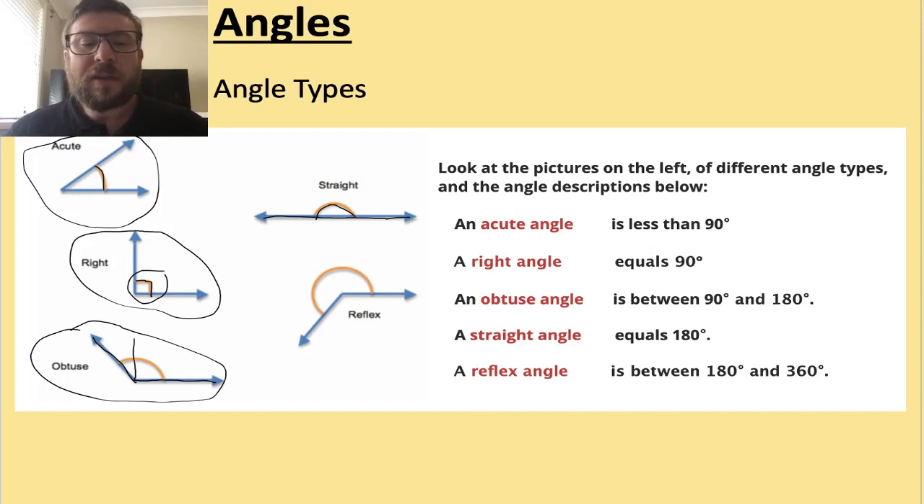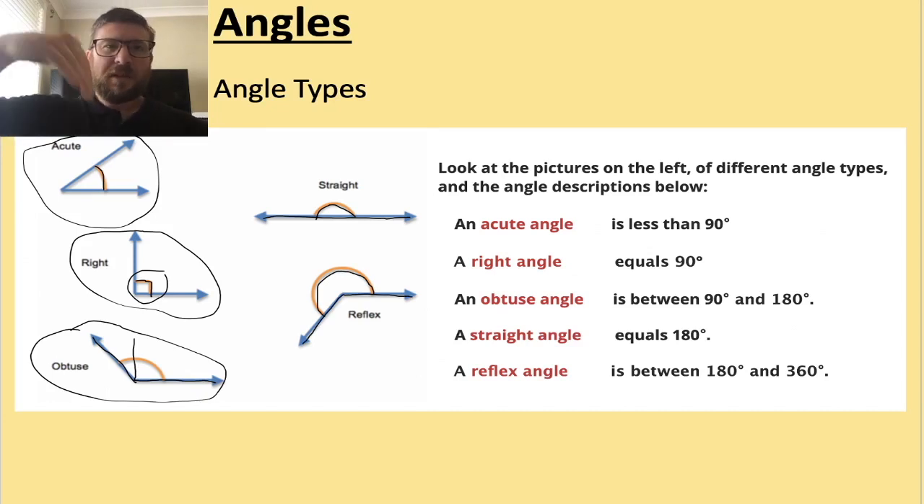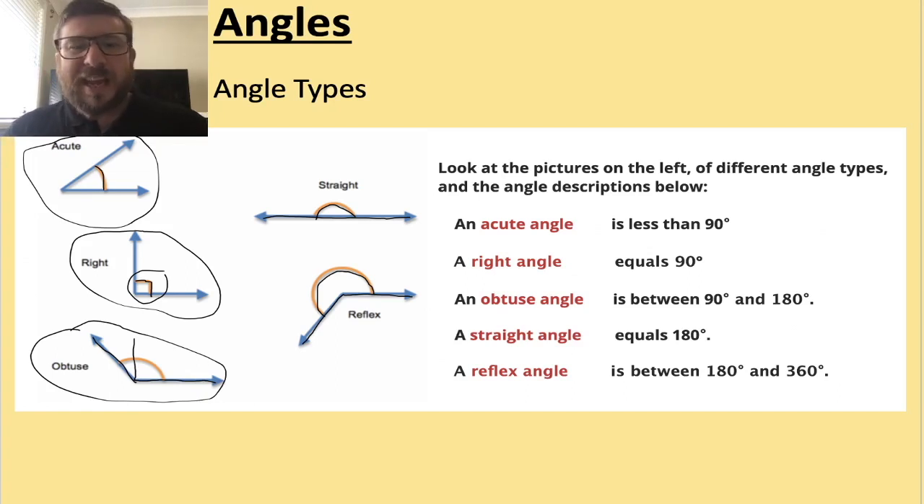And finally, we have a reflex angle. Now, a reflex angle is between 180 degrees and 360 degrees. Now, what's important is that it's greater than a straight line. And you can tell that it's greater than a straight line because our angle marker is shown all the way around. I like to think about this as like a reflex on your knee. So when the doctor hits your knee, it comes up, that's your reflex or your reflex angle. All right, let's have a look at categorizing angles and estimating their degrees.